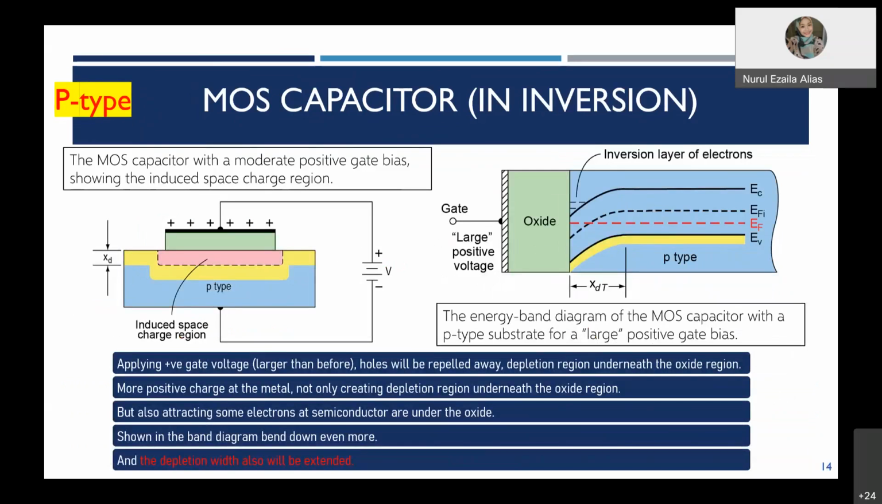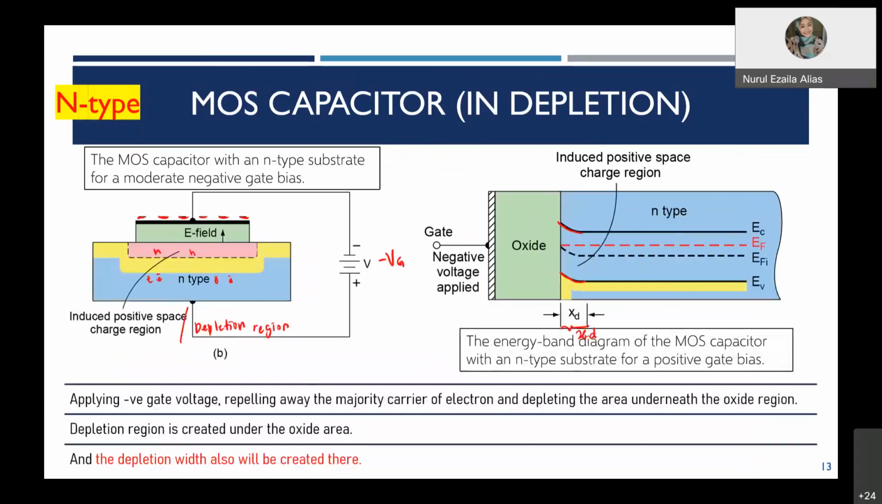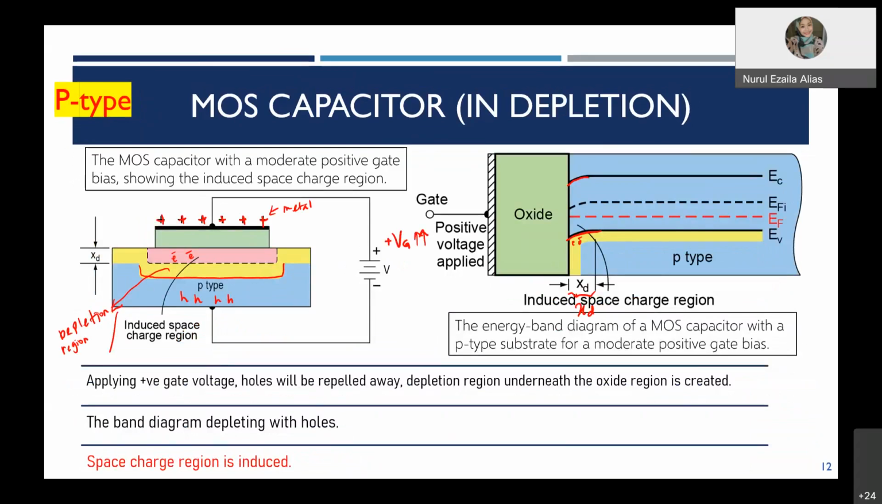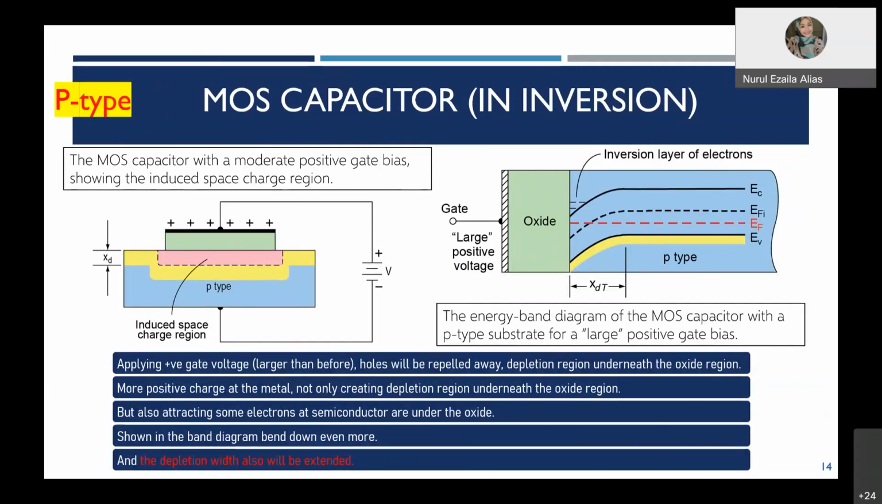All right, so the final mode of operation is inversion. It is still the same as in depletion, where you apply positive gate voltage. However, now you apply a very large positive voltage. So this positive voltage is much larger. We expect that with a lot of positive voltage over here, all the holes from the p-type will be repelling away, creating a larger space depletion region.